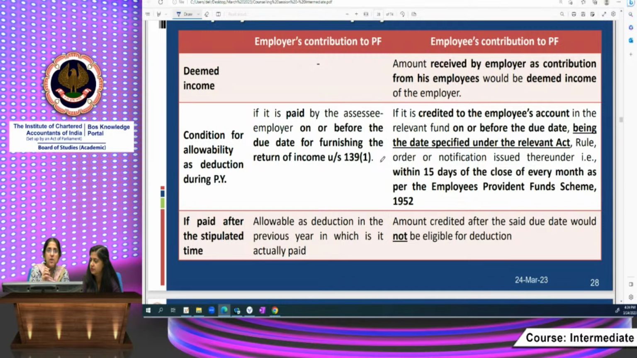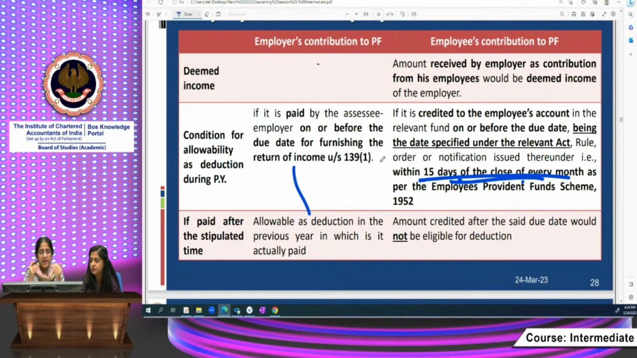But how is employee contribution treated? Employee contribution is first credited to the P&L account. It's first deemed as income of the employer. Thereafter, deduction is allowed if it is paid within the due date under the PF Act, not the due date of filing return. For employee's contribution, that is within 15 days from the close of every month. The PF Act allows you only up to 15 days. So if you do it beyond 15 days, even if you deposit the entire sum in July, you're not going to get that deduction. Employer's contribution you will get, but not employee's contribution.